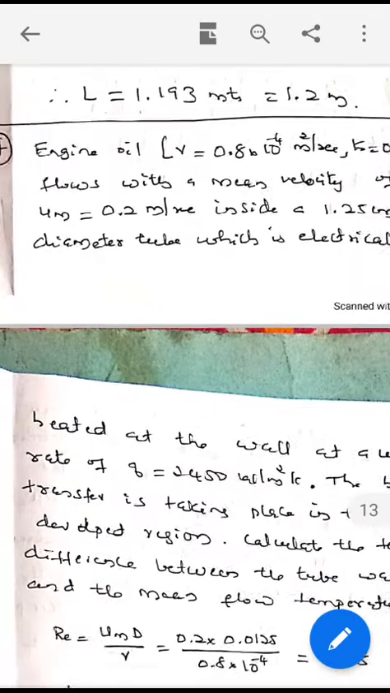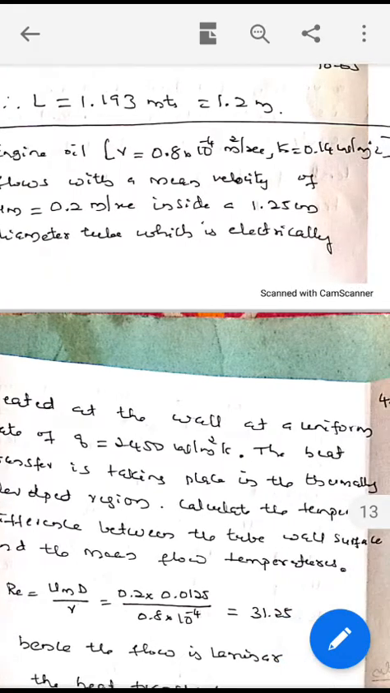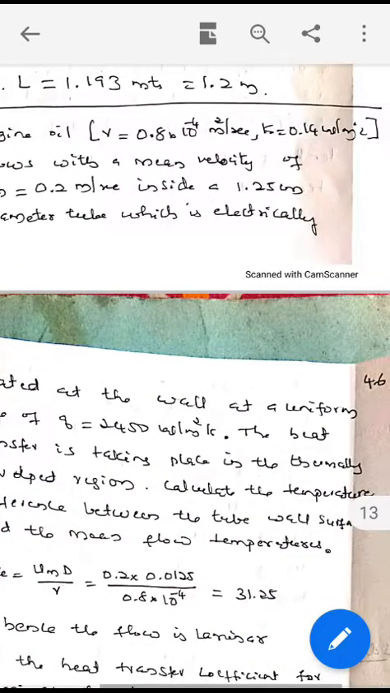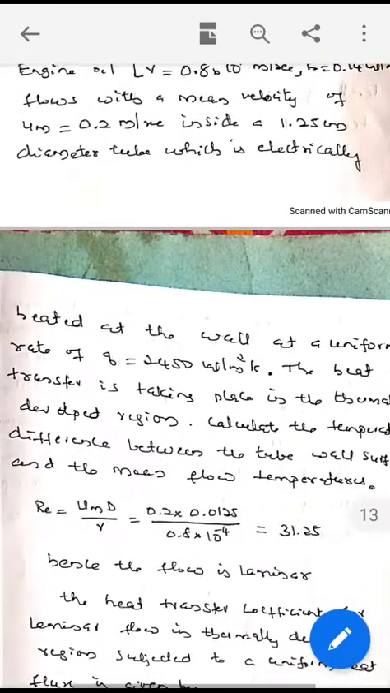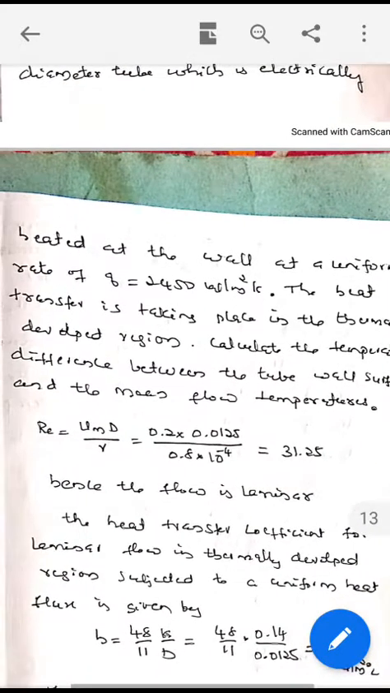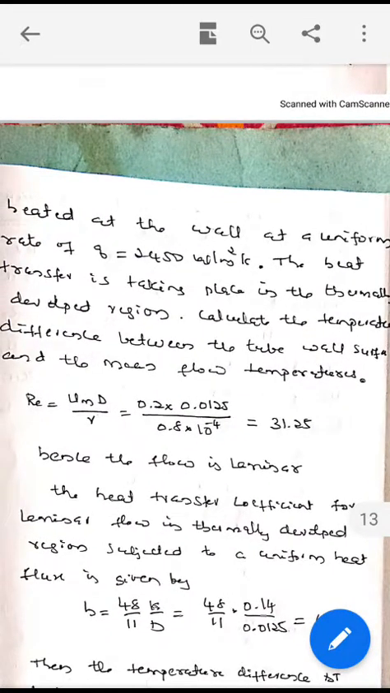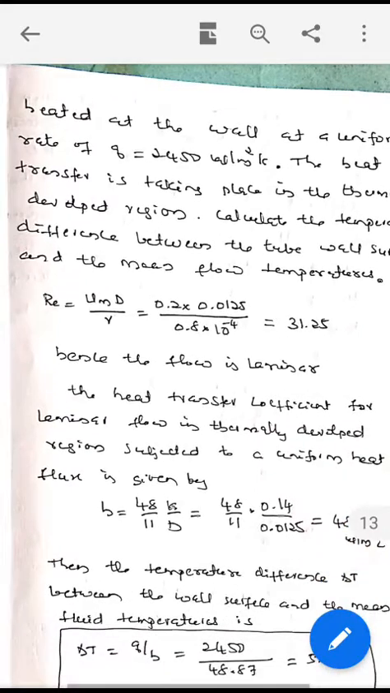Problem number 7. Engine oil, nu equal to 0.8 into 10 raised to minus 4 meter square per second, K equal to 0.14 watt per meter degree centigrade, flows with a mean velocity of 0.2 meter per second inside a 1.25 centimeter diameter tube which is electrically heated at the wall at a uniform rate of q equal to 2450 watt per meter square. The heat transfer is taking place in the thermally developed region. Calculate the temperature difference between the tube wall surface and the mean flow temperature.